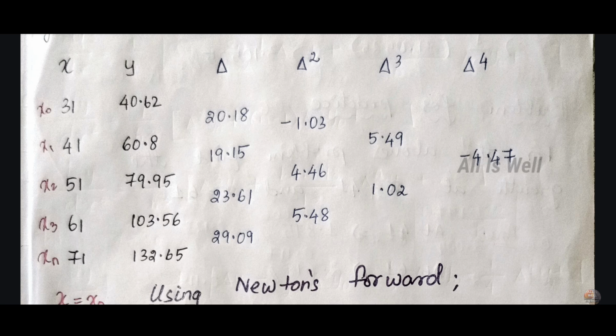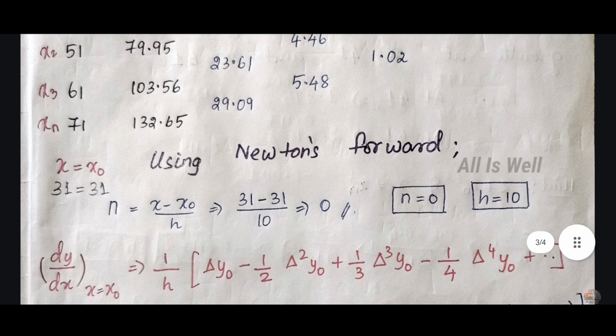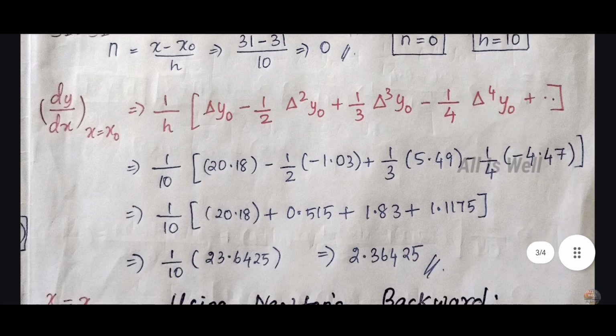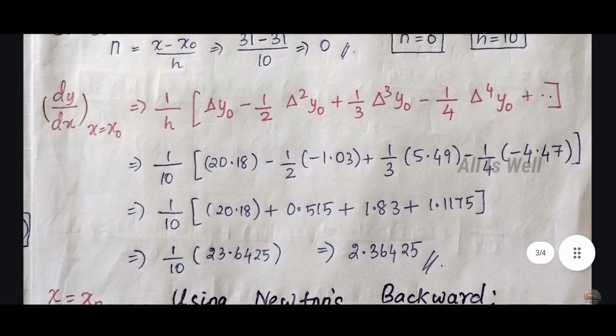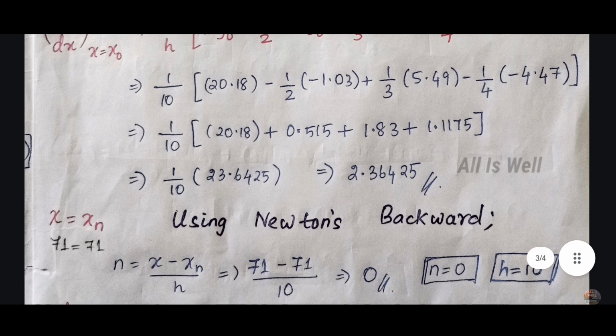Tabulate the values of del, del square, del cube and del power 4. In this problem, we could see that x is equal to x naught, that is, the value they asked us to find is equal to the first value of the set. Therefore, use the other set of formulas in Newton's forward when x is equal to x naught. Substitute the values of n, h, del y naught, del square y naught, del cube y naught and del power 4 y naught from the interpolation table. After arithmetic simplifications, you will get the value when x is equal to x naught using Newton's forward.